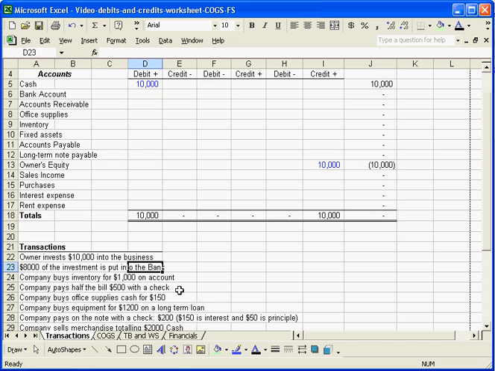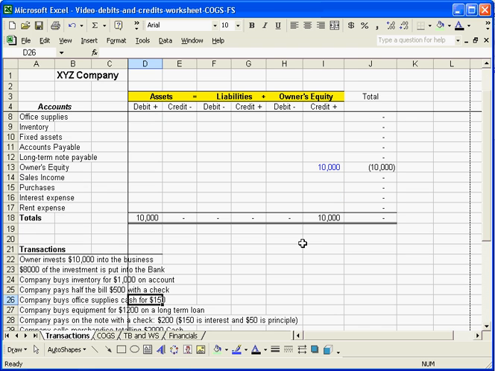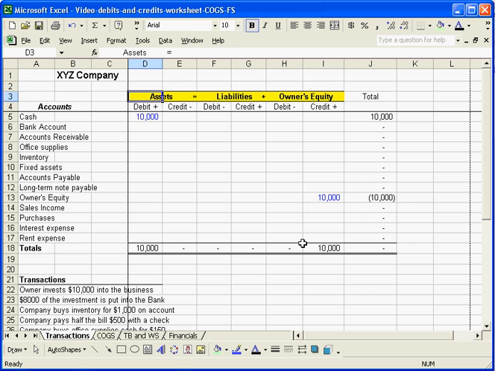Now, the next transaction, let's go down a little bit. I'm going to freeze this panel here so that we can see the headings at all times. So we come down to the next transaction, and it says that $8,000 of the investment is put into the bank. Obviously what you want to do is open up a bank account. You don't want to leave $10,000 lying around in your business, so you're going to put it in the bank. But you're going to keep 2,000 on hand just in case something comes up and you have to pay cash.